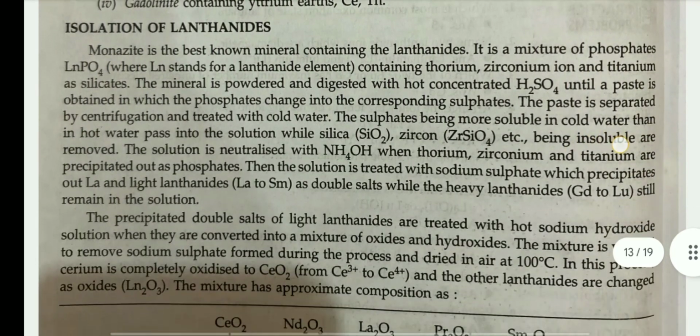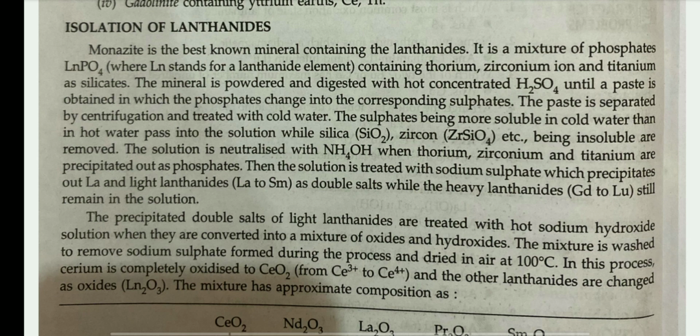Isolation of lanthanoids. Monazite is the best known mineral containing lanthanoids. It is a mixture of phosphates LnPO4, where Ln stands for lanthanoid element, containing thorium, zirconium, and titanium as silicates. The mineral is powdered and digested with hot concentrated H2SO4 until a paste is obtained in which the phosphate changes into the corresponding sulfate.